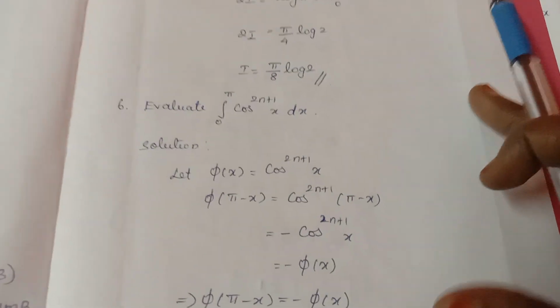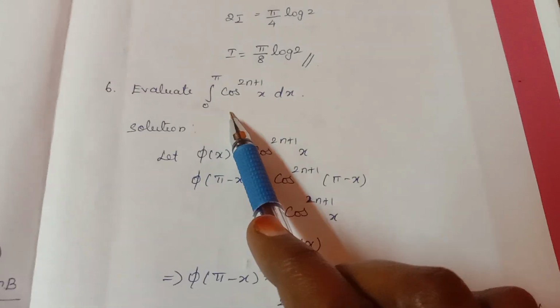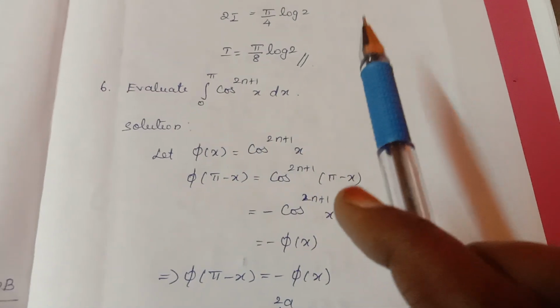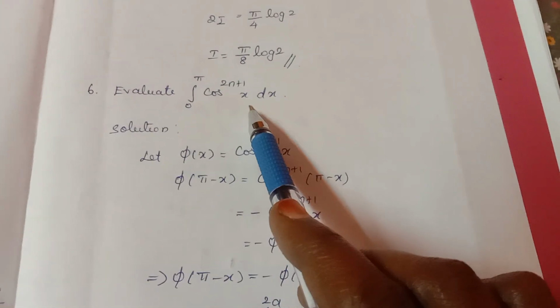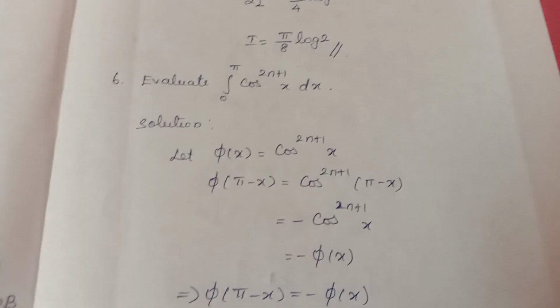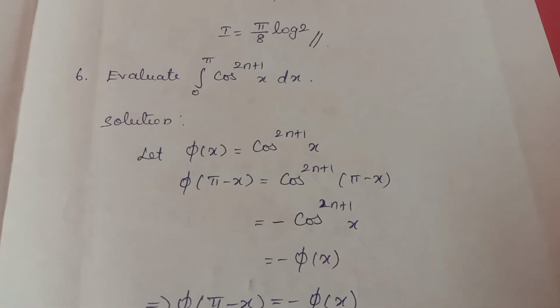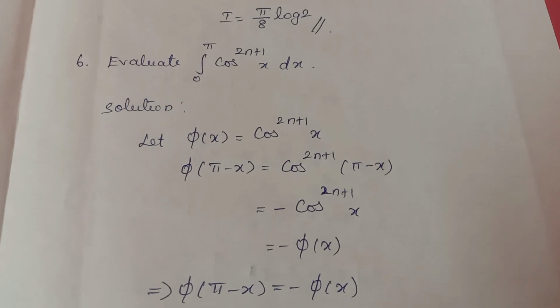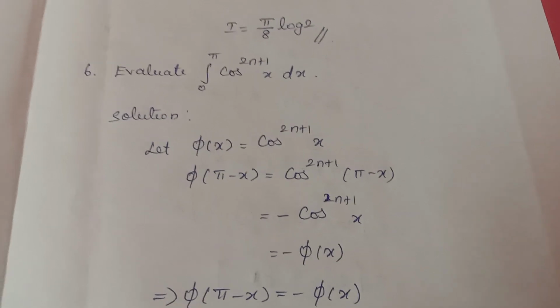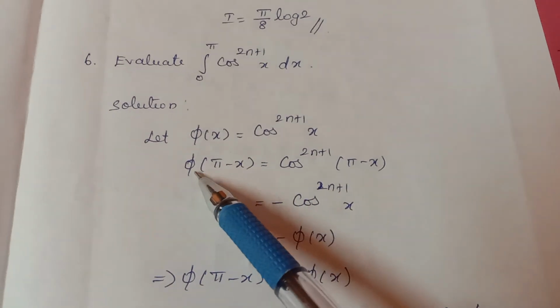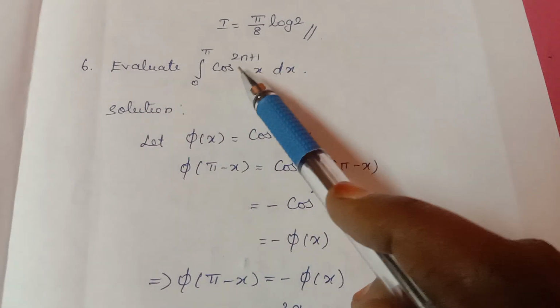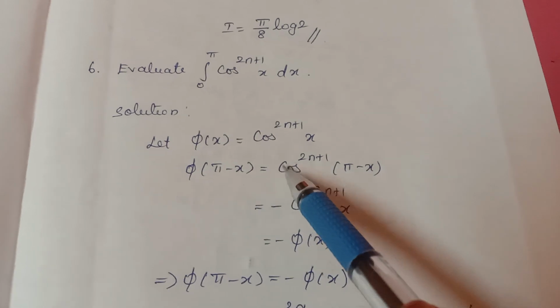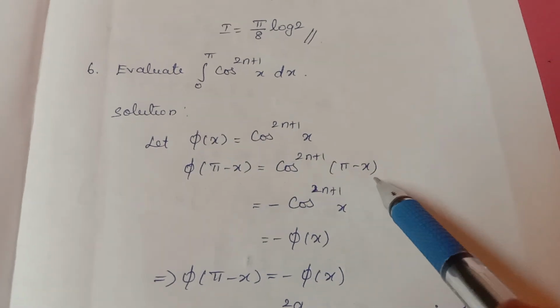Okay. Next one, evaluate integral 0 to pi cos power (2n plus 1) x into dx. Here only the cos function is there, so I can apply the reduction formula. For applying the reduction formula, I must have the upper limit as pi by 2, no? So for that I am checking what is phi of (pi minus x). This is phi of x. Phi of (pi minus x) is equal to cos power (2n plus 1) of (pi minus x).